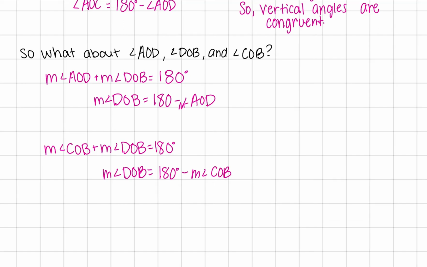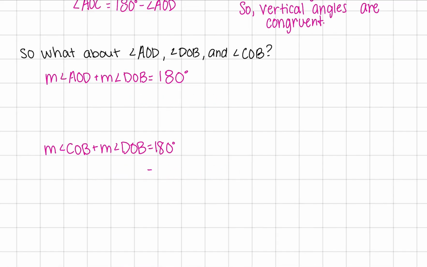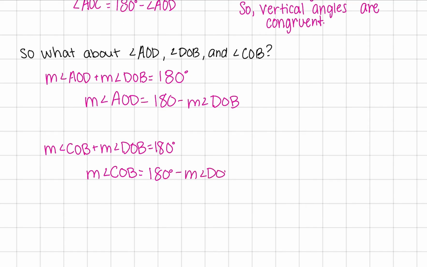Sorry. I did that wrong. Some things, we want to look for the other ones. Sorry. The measure of angle AOD equals 180 minus the measure of angle DOB. The other equation was correct, but that wasn't what we were trying to find. And so the measure of angle COB equals 180 degrees minus the measure of angle DOB.